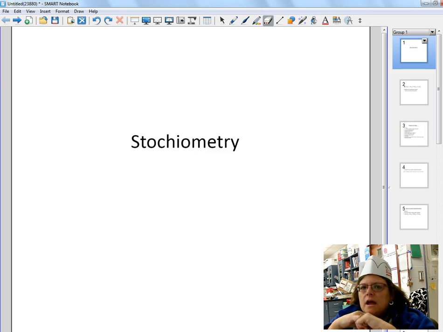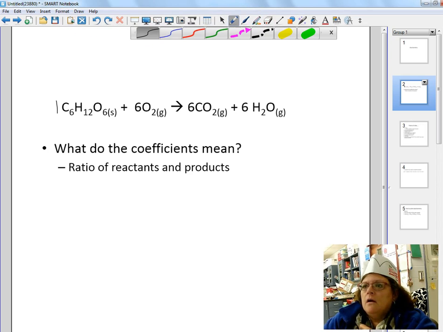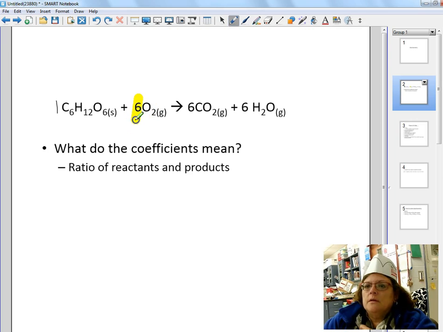Stoichiometry is how we figure out how much of one thing we need to react with something else to get a certain outcome. If we start with this equation, which is the respiration equation, this is what's going on in all your little bodies right now. Sugar is being burned up, reacting with oxygen to produce carbon dioxide and water.